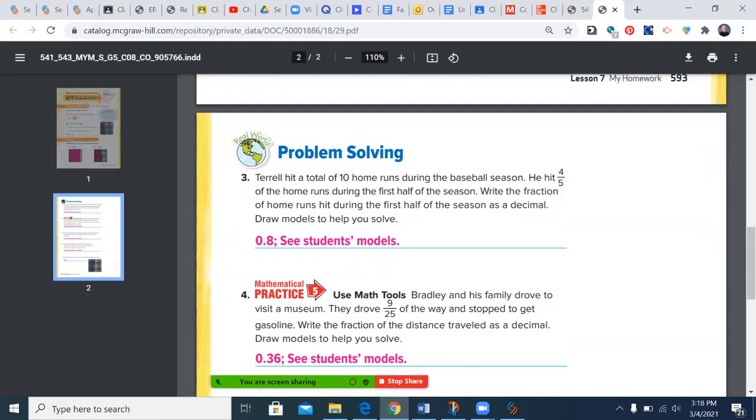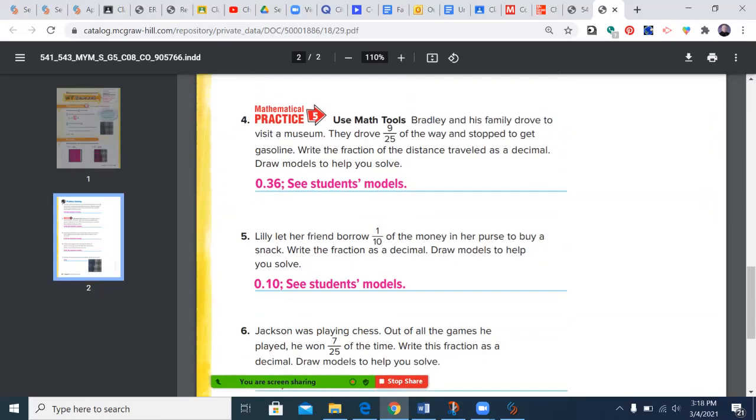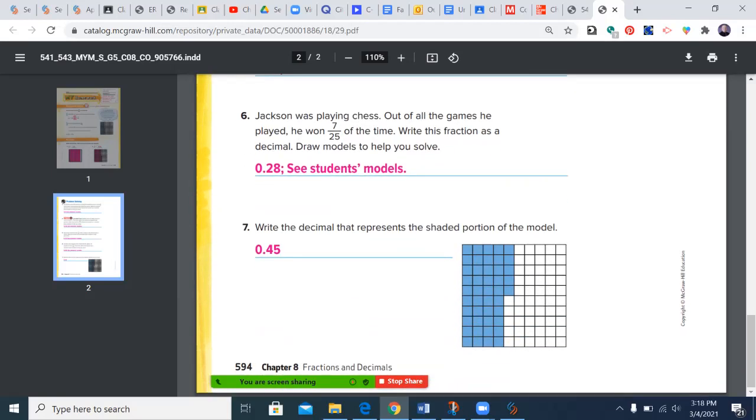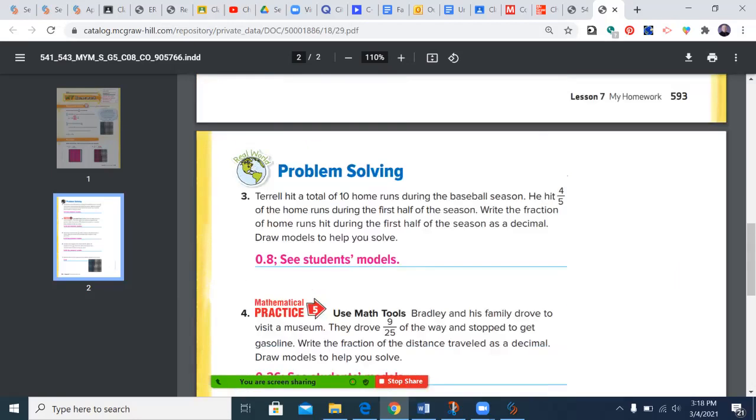Number 3, we saw the answer is 0.8. Number 4, 0.36. Number 5, 0.10. Number 6, 0.28. Number 7, 0.45, and that was it.